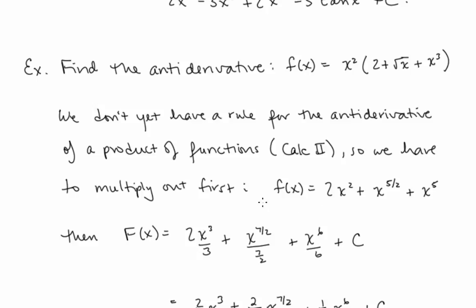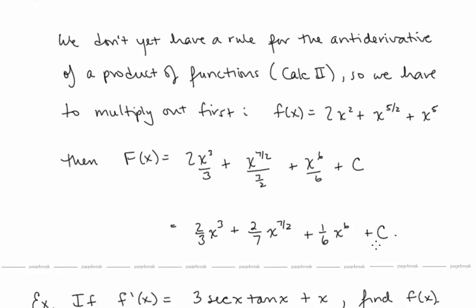The constant multiple of 2 will carry, and we'll have x to the third over 3. Here we have x to the 5 halves, so we want to add 1 to that power, which gives us 7 halves. And so we have x to the 7 halves divided by 7 halves. And here, again, we add 1 to the power, so we have x to the 6th over 6, plus c. And of course, we want to simplify, which means we want to take this 7 halves in the denominator and instead write it as 2/7. And so we're here. We have 2/3 x to the third plus 2/7 x to the 7 halves plus 1/6 x to the 6th plus a constant.